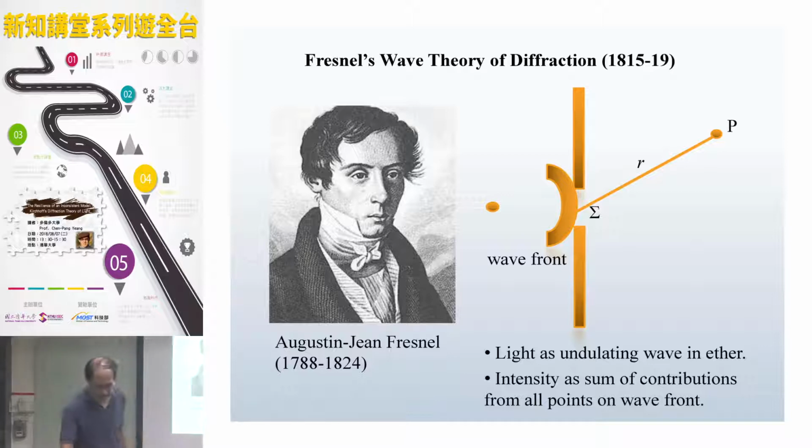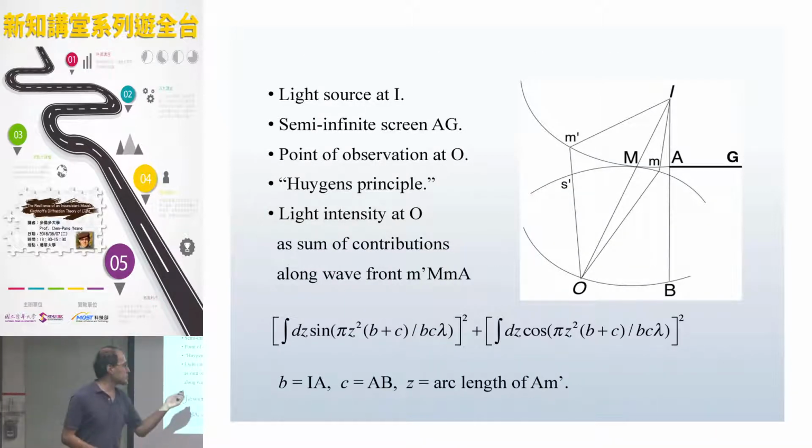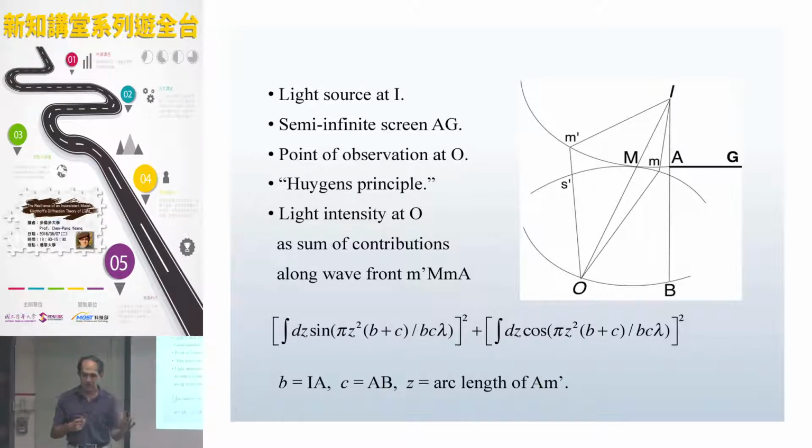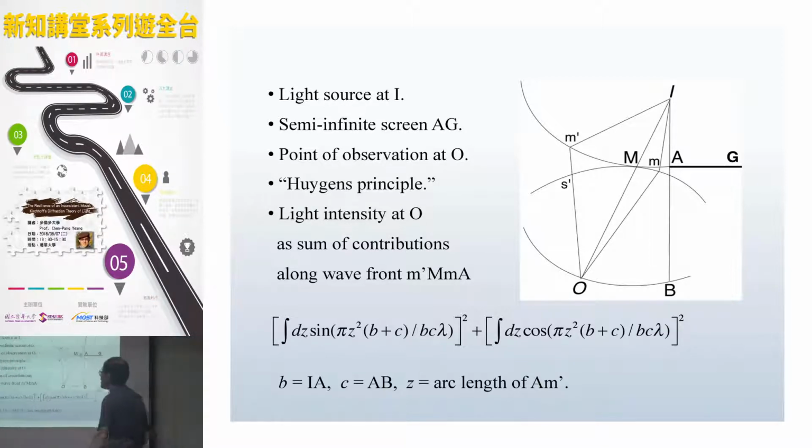And this theory used, as I said, the so-called Huygens principle, which the Dutch natural philosopher Christian Huygens proposed about a century before that. Okay, so here's just to give you some idea of the detailed calculations that Fresnel used to come up with his results of diffraction. So let's say this is the light source I, the point light source I, and this is the screen, the block AG, and suppose it goes to infinity, so this is a semi-infinite screen. And this is the point of observation. And Fresnel's question is to calculate the light at this point, given the source and the screen.